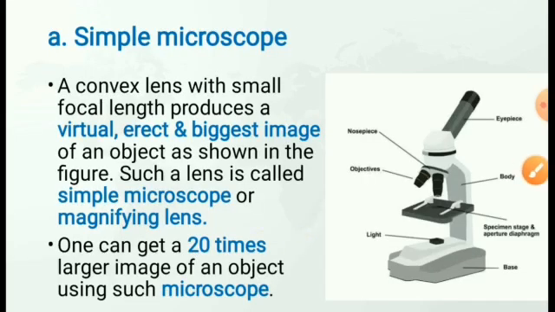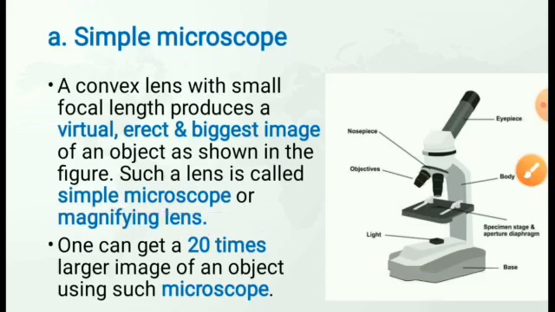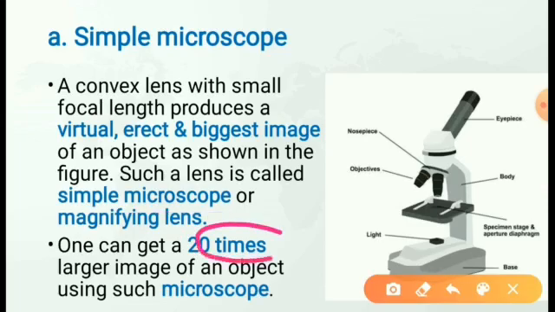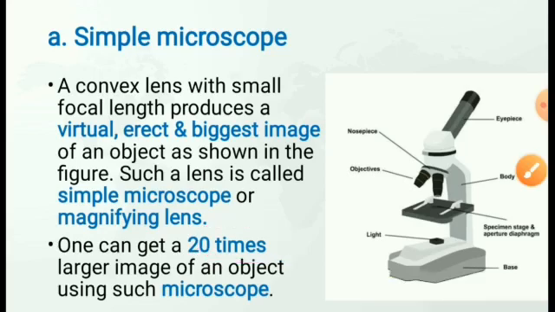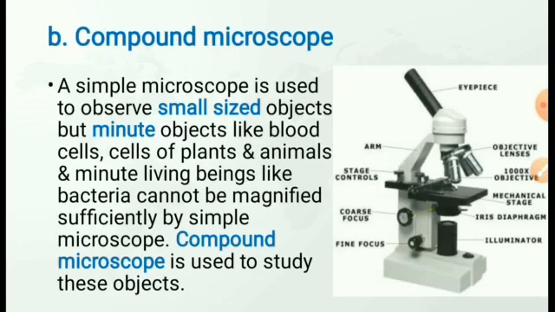Such a lens is called a simple microscope or magnifying lens. One can get a 20 times larger image of an object using such a microscope. These are used for watch repair, testing precious gems and finding their defects.